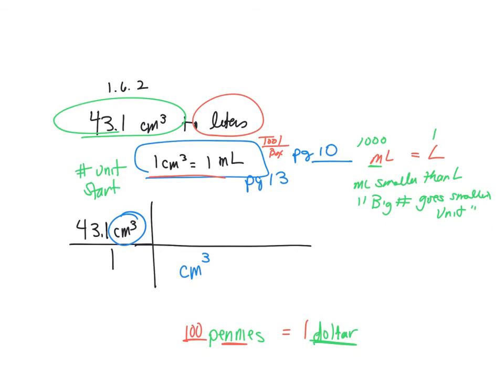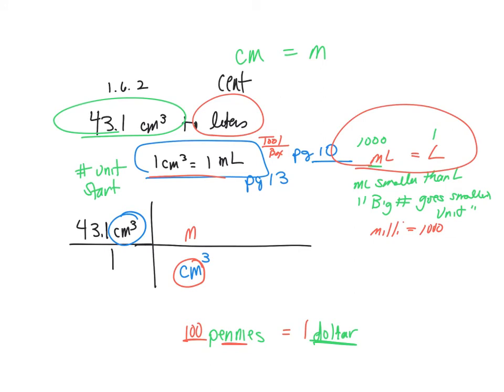Okay, so you have to memorize the metric units. And so M is milli and it means 1,000. Okay, and it's smaller than liter. So here let's just focus on centimeter. We can go from centimeter to meter. Well, what's centimeter to meter? Centimeter equals meter. Well, centi means what? Means 100. So there's 100, and centi is smaller than meter. So 100 centimeters in a meter.